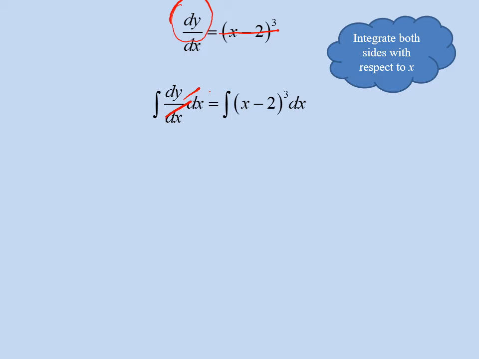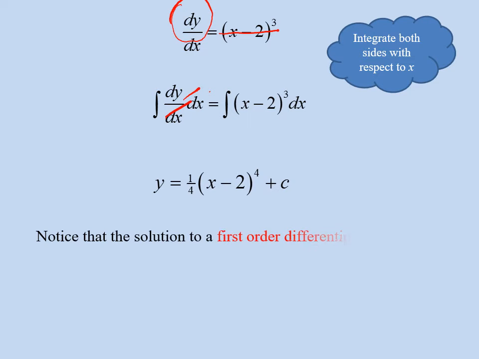And then we would need to perform the integration like we learned back in Calculus 1, in fact, on (x minus 2) cubed. So that integral would be 1/4 (x minus 2) to the 4th. Notice our constant of integration. In fact, you'll notice anytime we have a first order differential equation, there should be one and only one constant of integration.